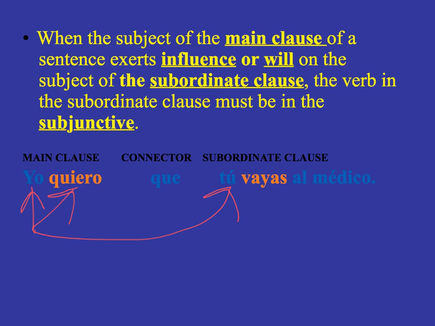So if you see how this is broken down, this is the example I'd put in your notes. You have the main clause, yo quiero, I want. I want is will or influence. We're going to have our connector que. That's almost always going to be your connector. Then you have your subordinate clause: I want that you go to the doctor. Just because I want you to go doesn't mean that you necessarily will go.